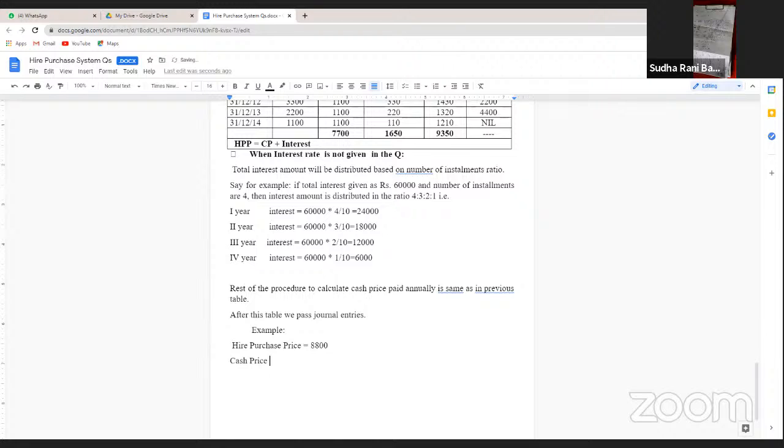I request BRL to give me 5 minutes time. Cash price is given as 7,700. Right? Just a minute, children. Let me request them to give me 5 minutes time. That is the chat box.